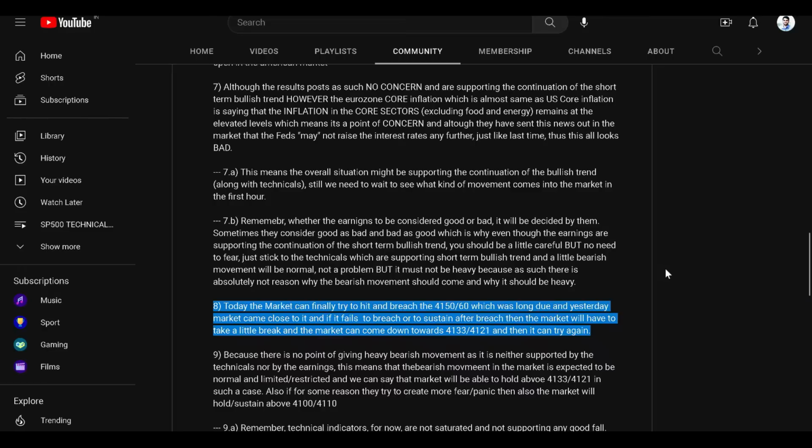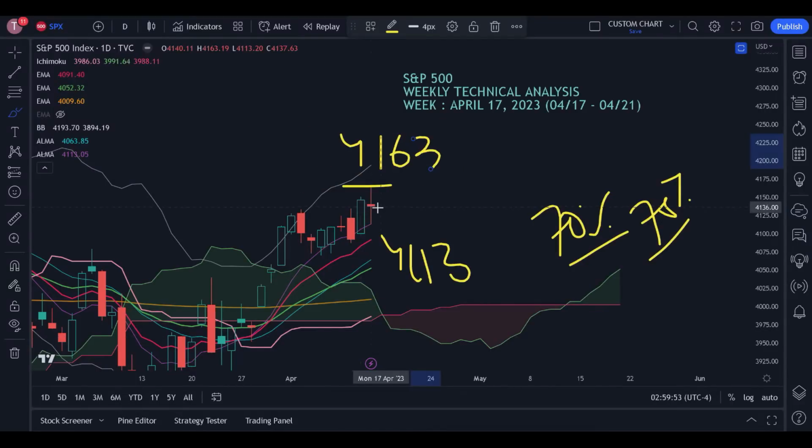And what we knew before the open of the S&P 500, was that the S&P 500 will finally try to hit and breach the 4160, which was long due. And if it fails to sustain above 4160, in that case, it will have to take a little break and the S&P 500 can come down towards 4133, 4121, and then after sustaining, it will try again. And no matter what, as long as S&P 500 is holding or sustaining above 4100, 4110, it will remain bullish. It moved as was expected.